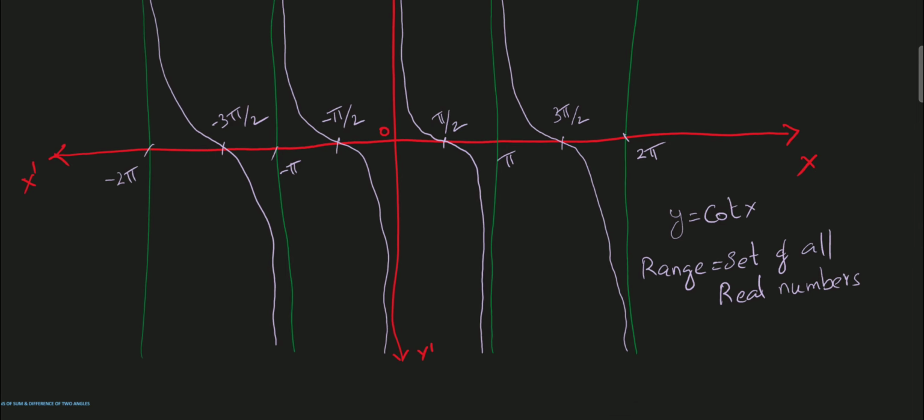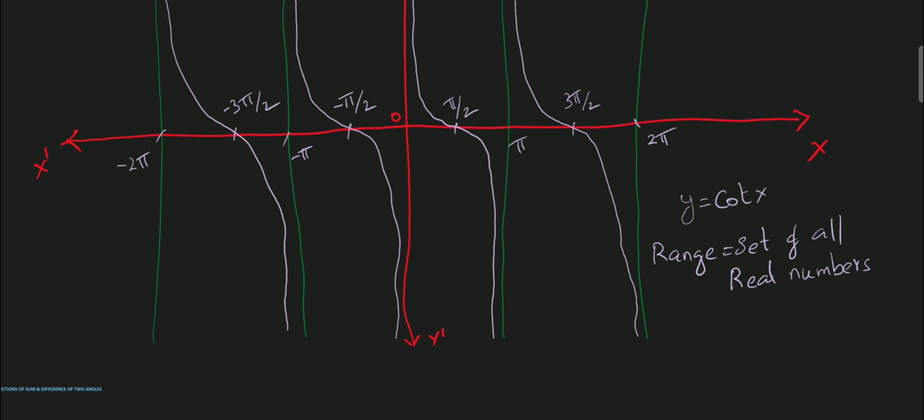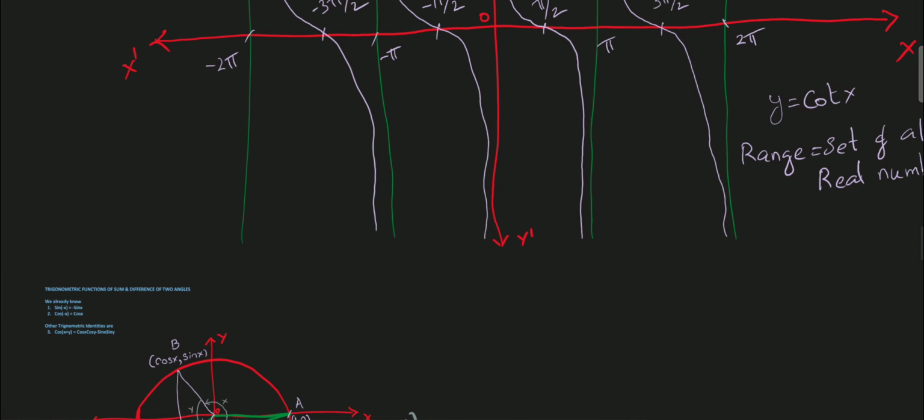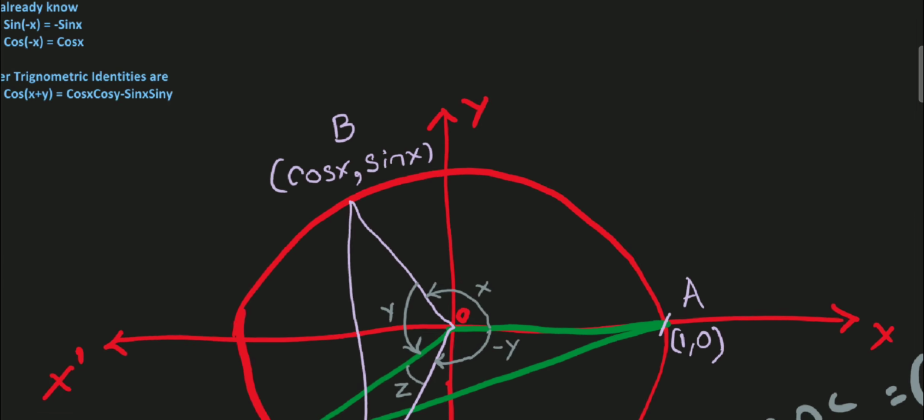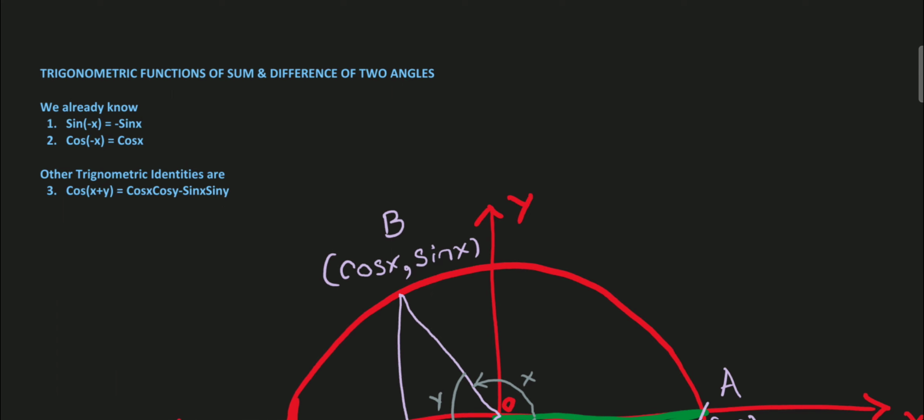For cot x, the domain is going to be the set of all real numbers. Trigonometric sum, function of sum and difference of two angles. Basically here we are about to see some 20 or 21 identities, and you should know the identities by heart. There is no other way. Yes, you can definitely understand how the identities are arrived at, but at the end of the day you should know them by heart. It's going to save a lot of time in examinations.